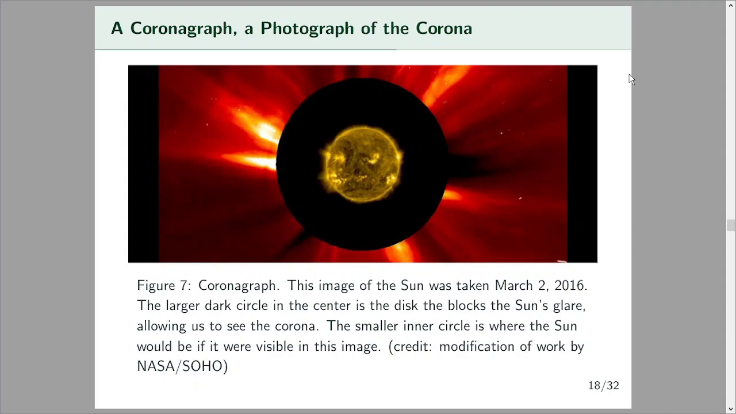This is a coronagraph. They make these devices, and you'll see some pictures where the camera actually has a device in there that blocks out the sun so you can see the corona. It's really hard to see the corona if you have the sun in there as well. In this one, somebody has superimposed an image of the sun where the sun would be at the corresponding size. This is probably in the ultraviolet.